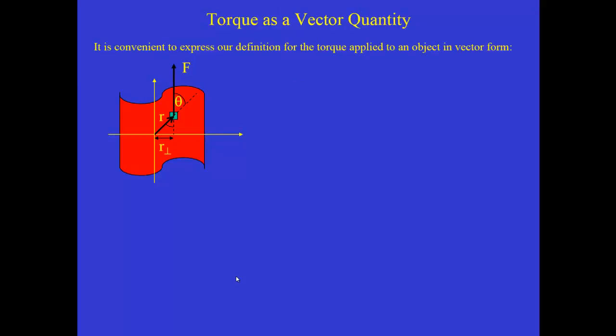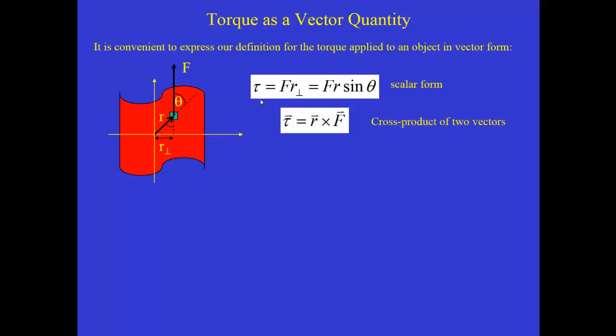Now you'll also see that in some cases, particularly where the force is given in component notation, perhaps using unit vector notation, it's convenient to express the definition for torque in vector form. And using this definition of the torque, we're going to introduce a new notation that involves the cross product of two vectors. We've talked about how two vectors can form a dot product. That was back when we were calculating the work done by a force acting on an object.